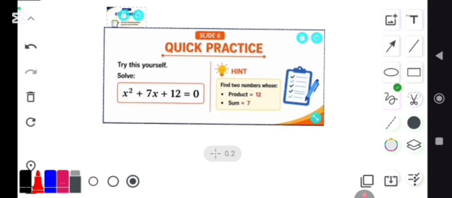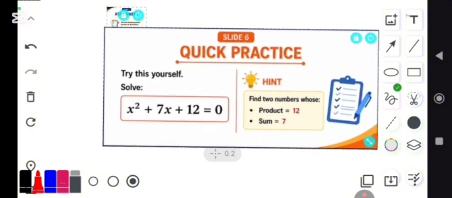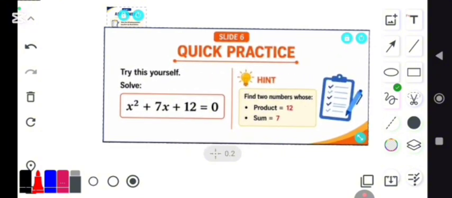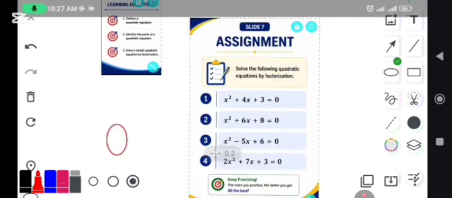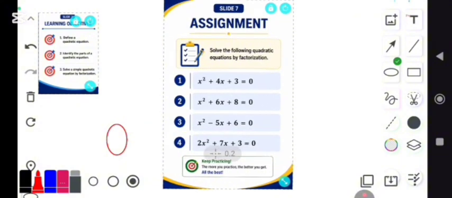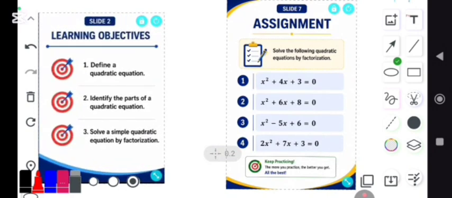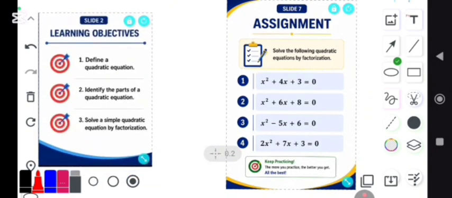This is a student exercise. You're going to try this yourself: solve x squared plus 7x plus 12 equal to 0. You're going to try this at home at your own leisure time alone. You have 4 questions here. You have to keep practicing to always retain what you've been taught and be able to excel in your examination.